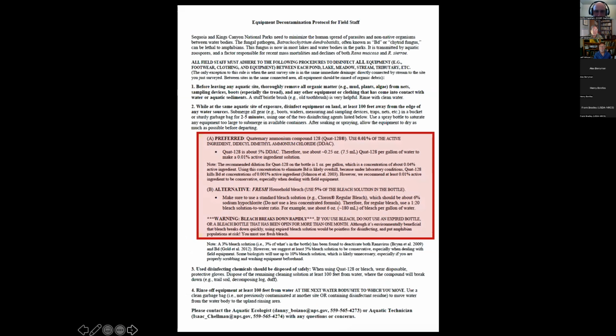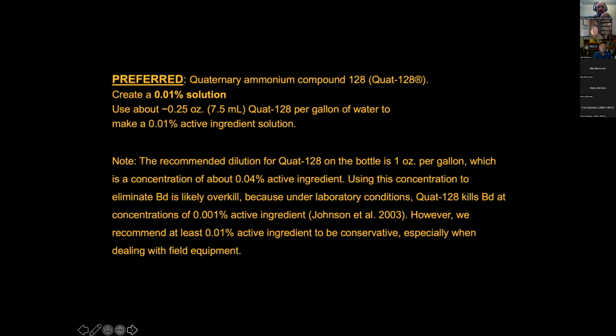So if you get down to the nitty gritty, they have preferred and alternative methods. Here's the preferred. The preferred is to use QUAT, which is kind of a hospital grade disinfectant. They want you to create a solution to 0.01. The solution to get to that level is about a quarter of an ounce, which is generally one pump of your bottle, as you'll see in the field with us, per gallon. And then you get that to the appropriate level of concentration, and you do a rinse, and we'll show you how to do that.